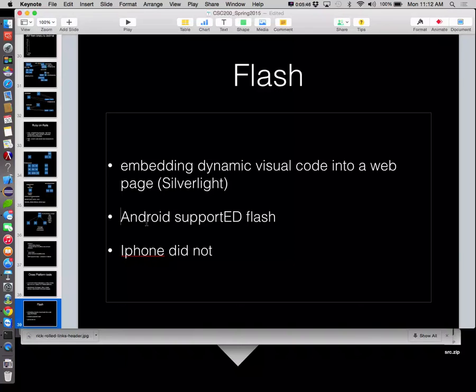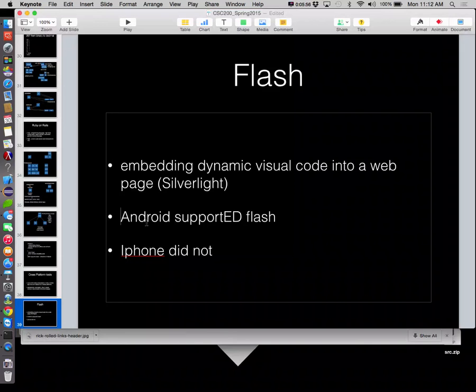And why was this? Well, a lot of people ripped on Apple, saying, well, you know, you need Flash for these websites, blah, blah, blah. And I think I probably asked the question last time, how many of you have ever had an Android phone that had Flash on it?